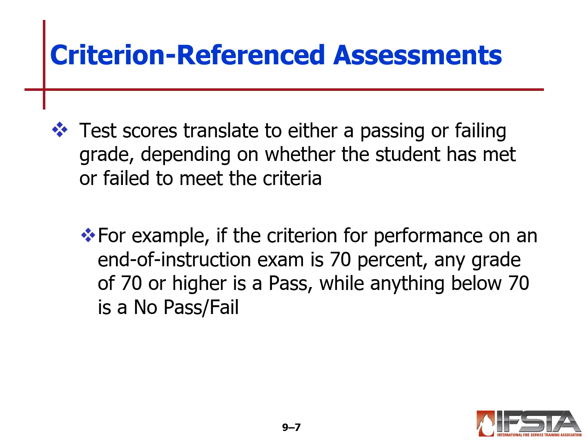Test scores translate to either a passing or failing grade, depending on whether the student has met or failed to meet the criteria. For example, if the criterion for performance on an end-of-instruction exam is 70%, any grade of 70 or higher is a pass, while anything below 70 is a fail.